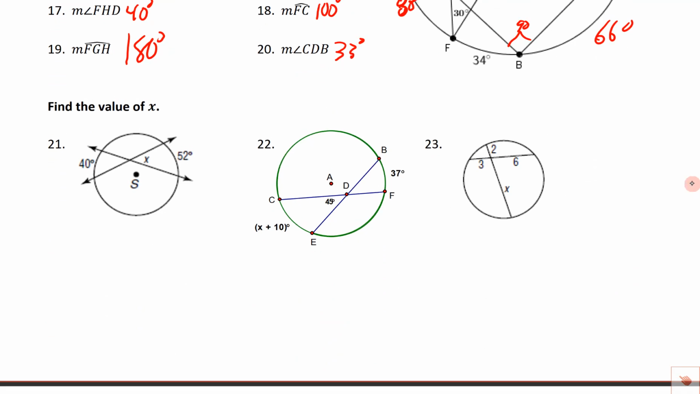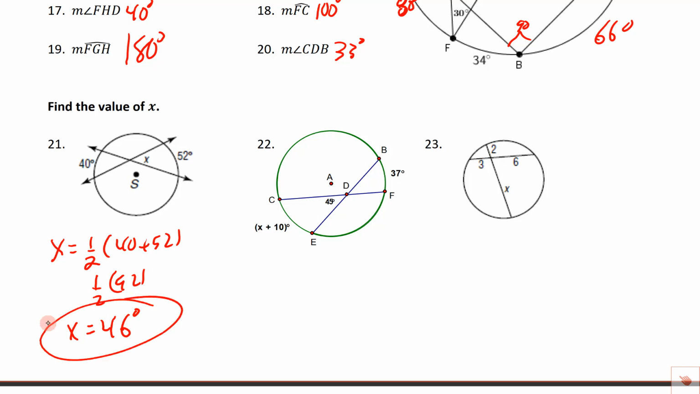And let's take a look down here. It says find the value of x. So remember, this is an angle formed by two chords that intersect on the inside. So what we would do is we would add those together. So x is going to be 1/2 of 40 plus 52. So that's going to be half of 92. So x is going to be 46. So we got 46 degrees there.